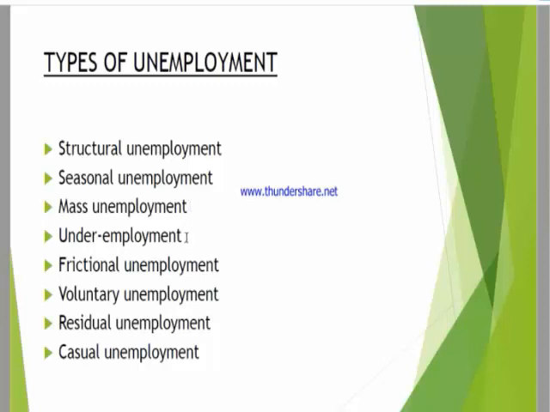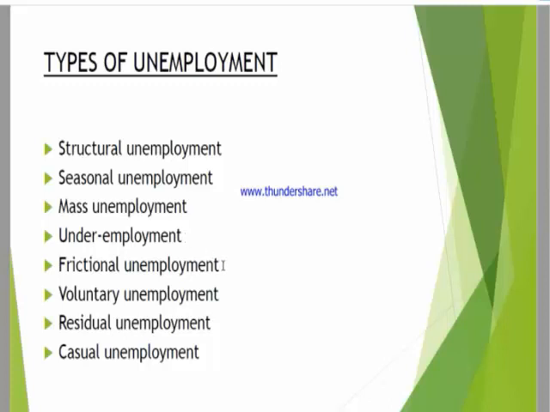The fourth type is the underemployment. This type of unemployment has to do with people that are working below their capacity, they are not doing the kind of job that they are trained to do. For example, when we have an engineer working as a teacher, or we have a medical doctor working as a teacher instead of working in the hospital, we call those type of people underemployed. That they are not working based on their capacity or their training. So this is called underemployment.